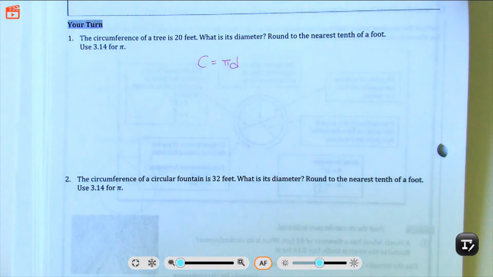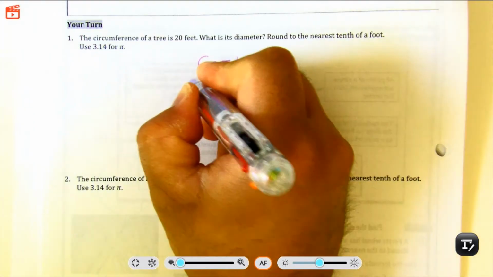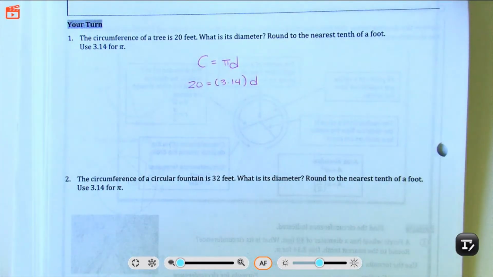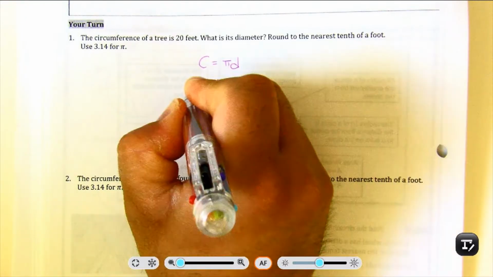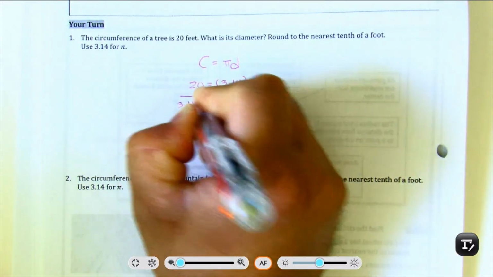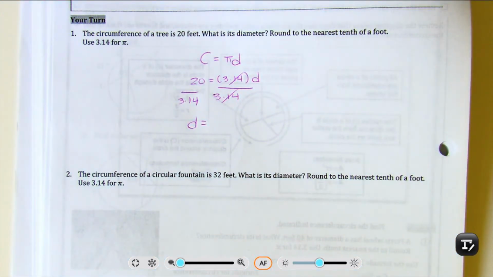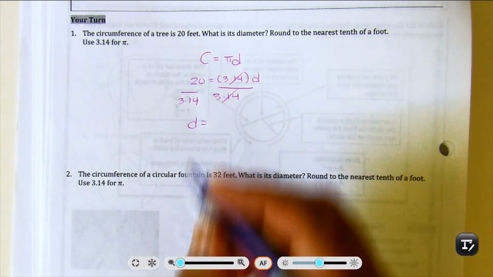The formula that I want to use is C equals pi d. C is equal to pi times the diameter. I know the circumference is 20, so I have 20 is equal to 3.14 times d. What I could do is divide both sides by 3.14, and the diameter would be whatever 20 divided by 3.14 is. So I get 6.37, actually, if I round this to the nearest tenth, I would get 6.4 feet.